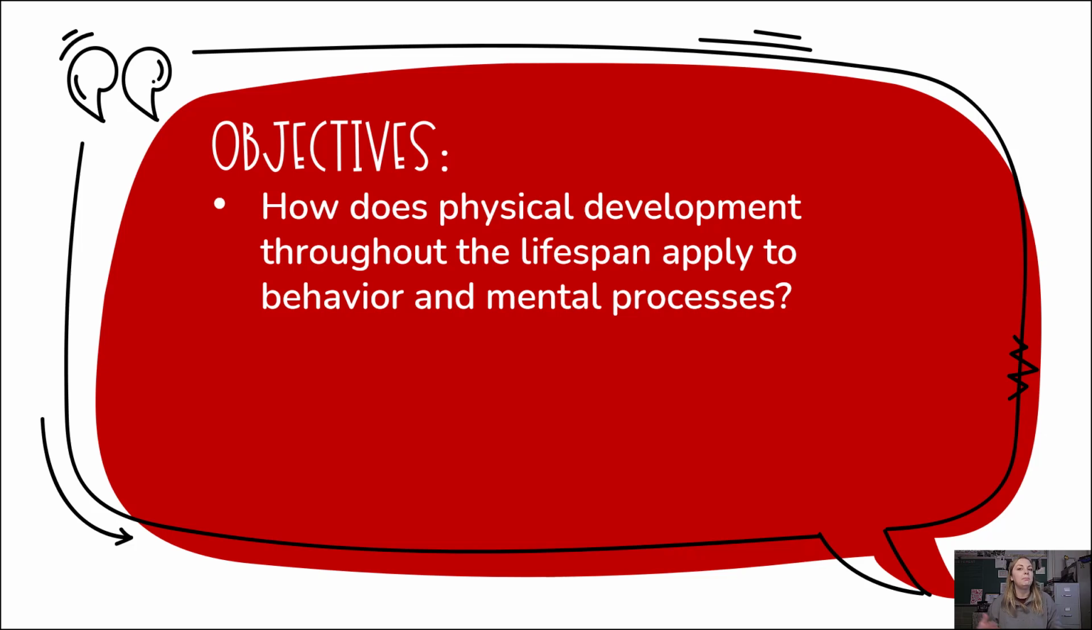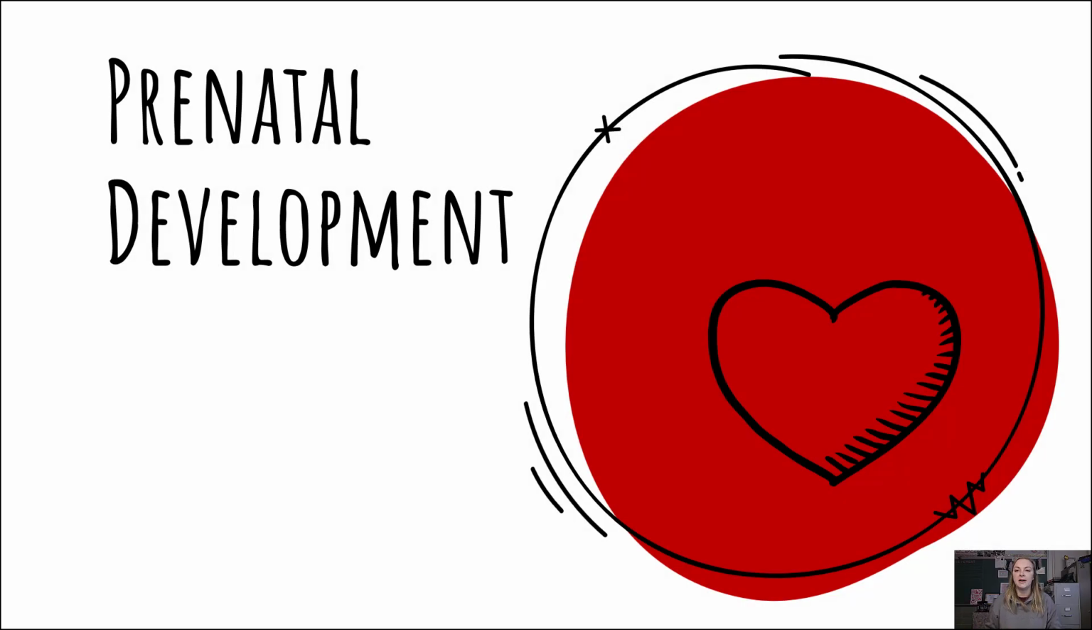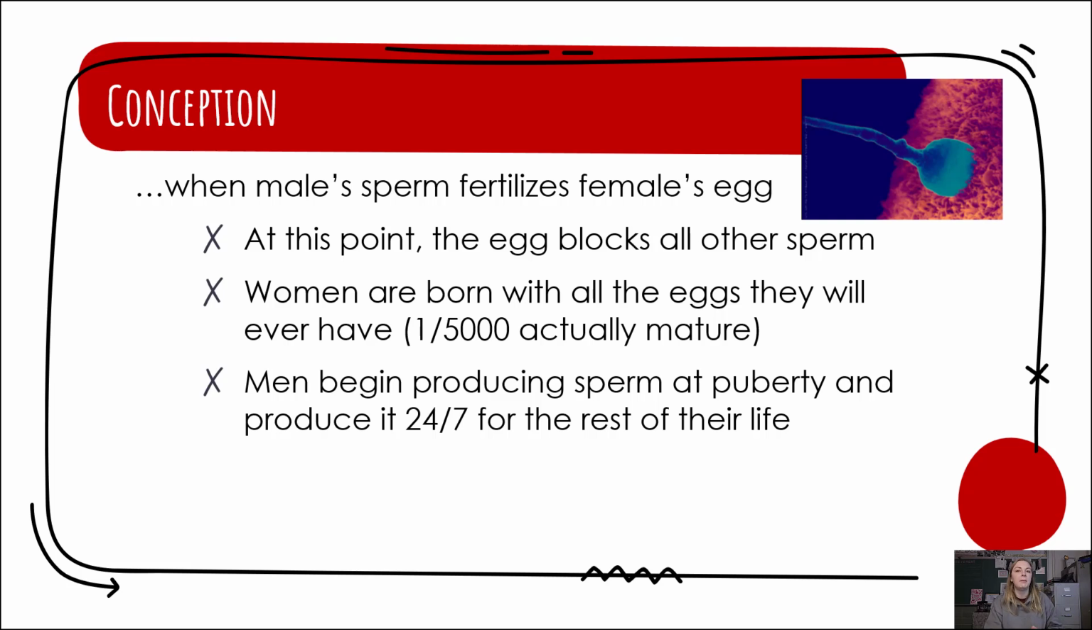So let's start actually before we are born, at prenatal development. Conception is the moment when a male's sperm fertilizes a female's egg. At this point, the one sperm meets the one egg, and the egg will create a barrier around that sperm to block out all of the other sperm that are trying to come into the egg and fertilize it. Women are born with all of the eggs they will ever have, and actually only one out of every 5,000 of those eggs will mature. Men, however, begin producing sperm at puberty and will produce it 24/7 for the rest of their life.